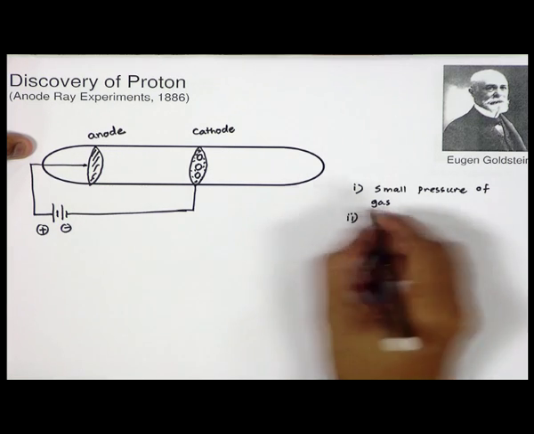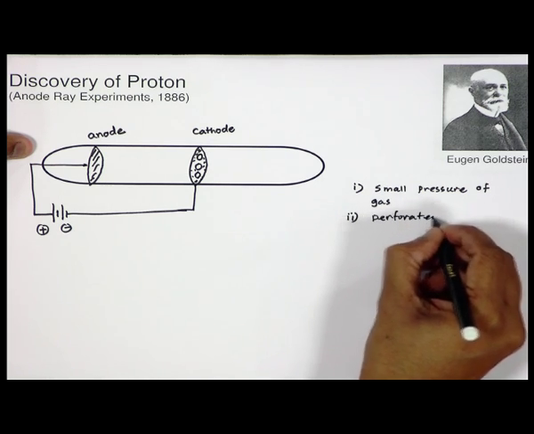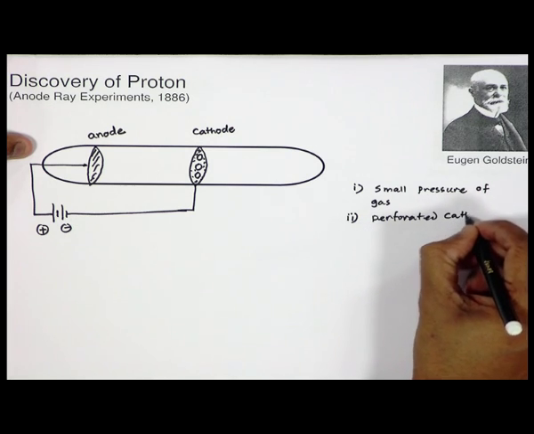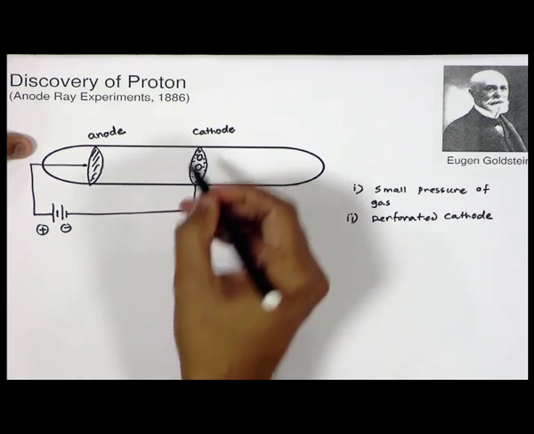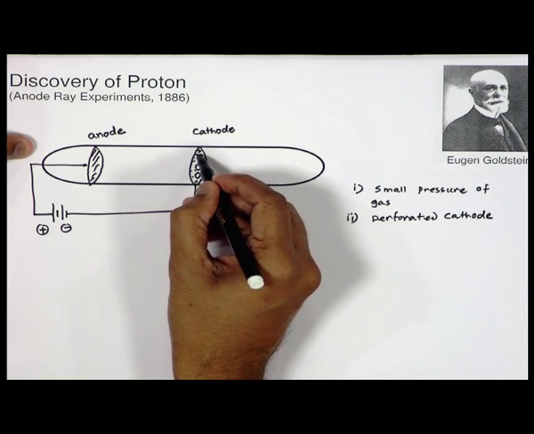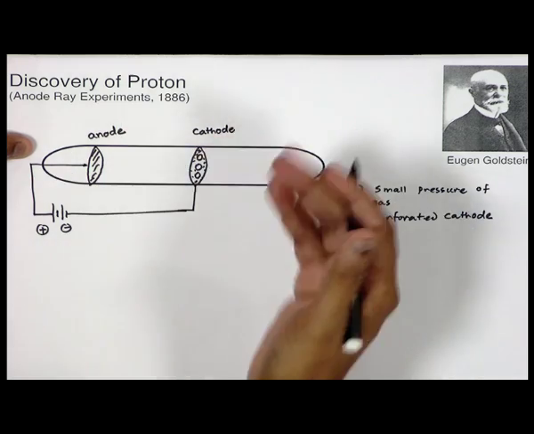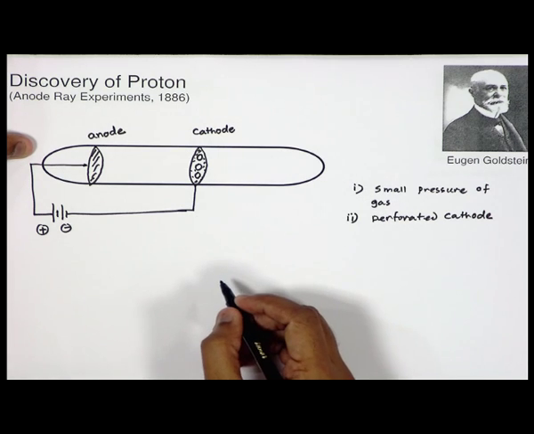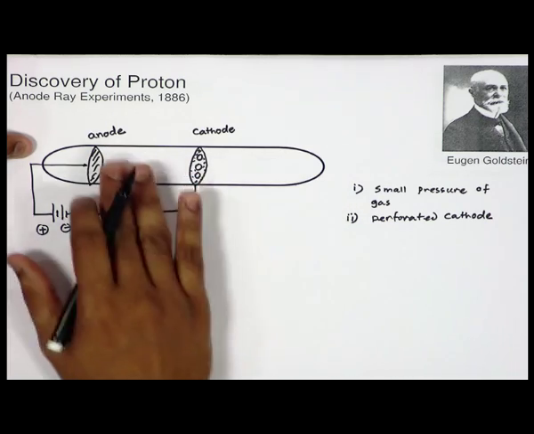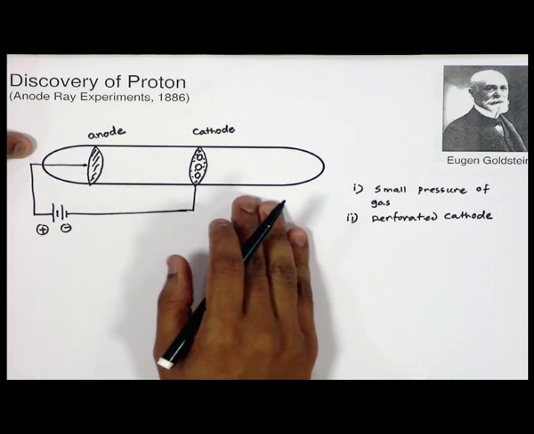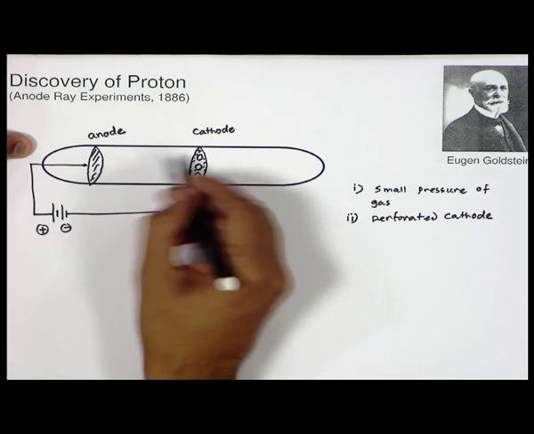So, the second change is that we have used a perforated cathode, and we are applying high voltage. When we apply high voltage, we know that cathode rays will start from the cathode and travel to the anode. These cathode rays consist of electrons, and when they come, they hit the gas molecules present in this glass chamber and ionize them.